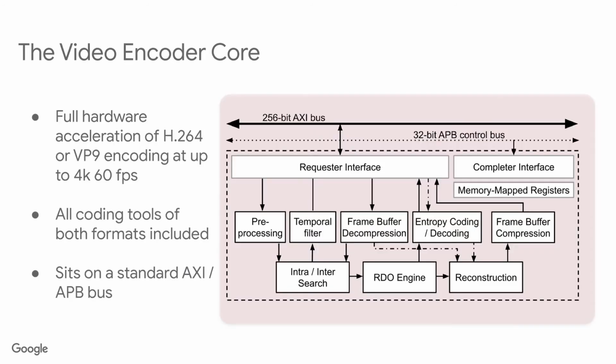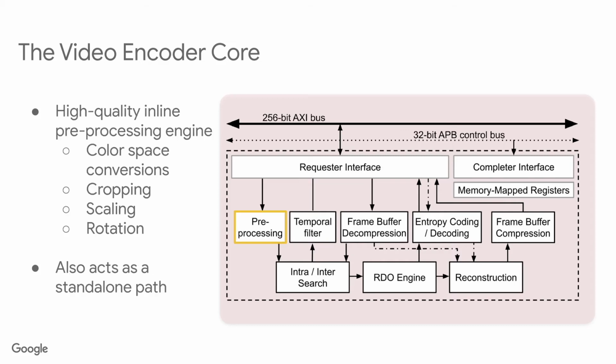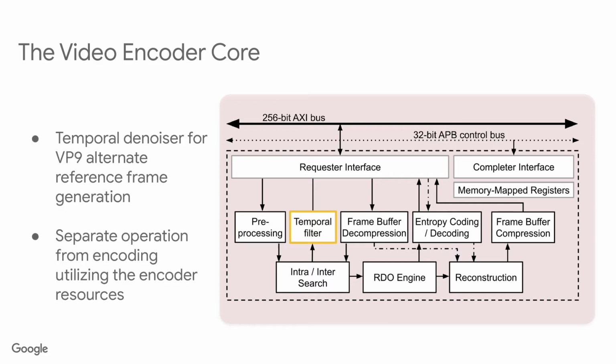The VCU encoder core supports H.264 and VP9 formats at up to 4K, 60 FPS per each core. All coding tools specified by both formats were fully implemented in hardware. Starting with the post-processor, which is a high-quality pixel engine in charge of things like color space conversions, cropping, scaling, and rotation. It can be used in pipeline with the encoder or as a standalone operation.